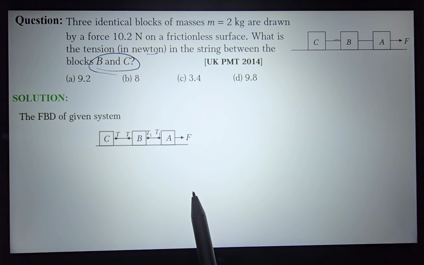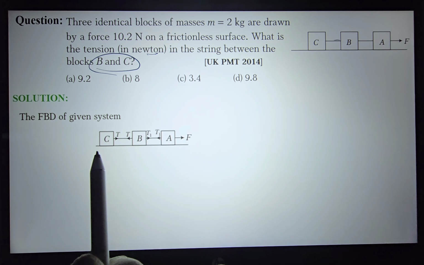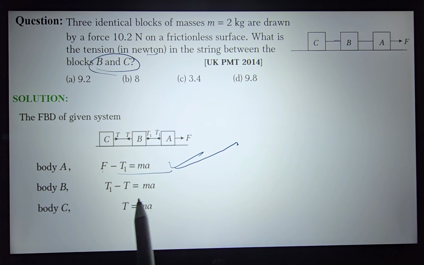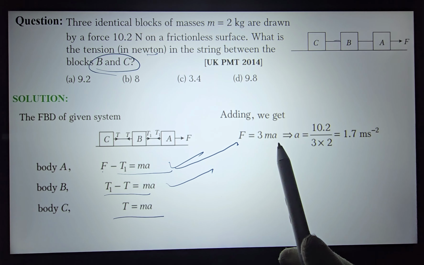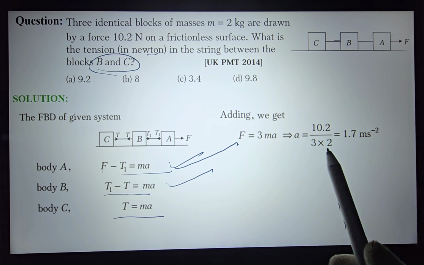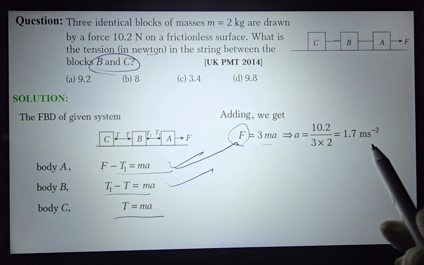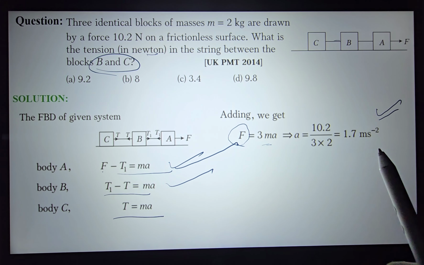Now you just say the simple thing. You just write the free body diagram equations for individual masses. For example, for body A, this is F minus T1 is equal to MA, right? Simple. For body B, this is T1 minus T is equal to MA, and for body C, this is T is equal to MA. Now if you are adding all these three, you are getting F is equal to 3 into M into A, so that A you are getting as 10.2 upon 3 into 2, because you are putting the value of F and M in this case. So you are getting the value of acceleration as 1.7 meter per second square. Now this is the acceleration. Now what we have to calculate? The tension. So using this acceleration, now you can find out the tension.